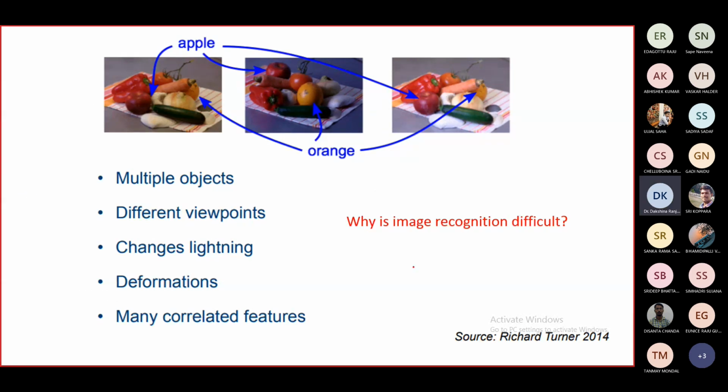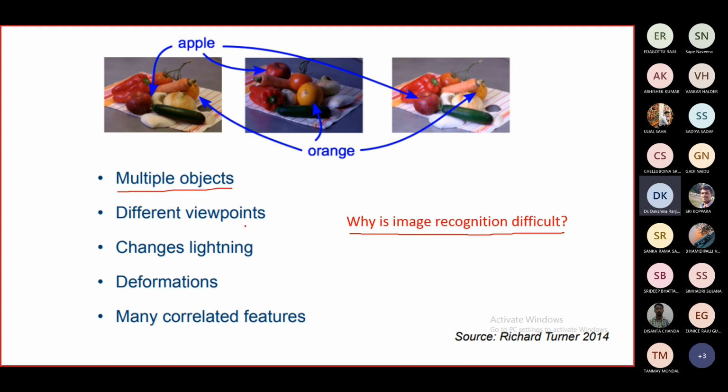Now what are the different challenges we can face when we recognize or classify an image? What is the image recognition difficulty? We can have multiple objects in the image. In this image we can see different fruits and vegetables, and in the second and third images also. These three images are taken from different viewpoints: the first and third are from the same viewpoint, and the second is from a different viewpoint. So recognizing one object among multiple objects in the image is a difficult task.